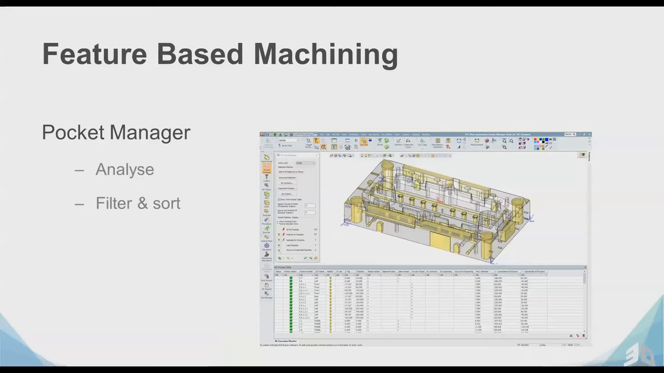The pocket manager is the heart of the feature-based machining. This is a very strong algorithm that identifies the features or the pocket features from various directions. Then it can analyze them by type, like tapered pockets and straight pockets and open pockets and closed pockets and round pockets and non-round pockets and so on. And then the user can filter out which pockets you would like to select, and on those you will apply the templates as said before.